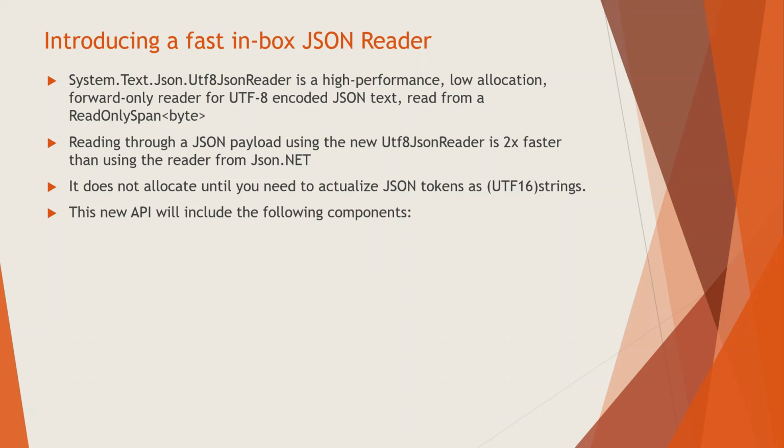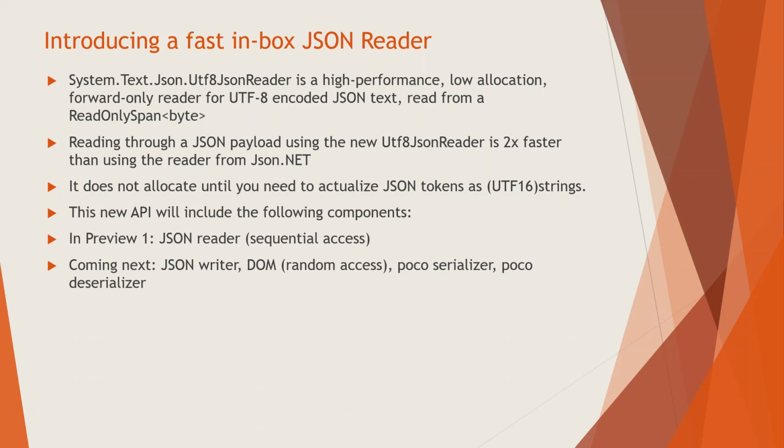This new API will include the following components. In Preview 1, the JSON reader is just a reader, with sequential access, and coming next is the JSON writer, DOM, random access, POCO serializer, and POCO deserializer. POCO means plain old CLR object. Those who have some familiarity with Entity Framework would know what a POCO is.